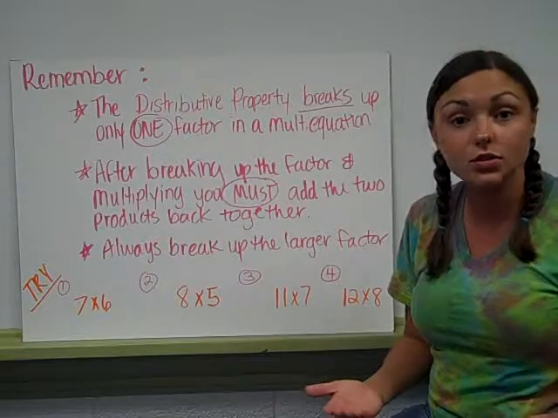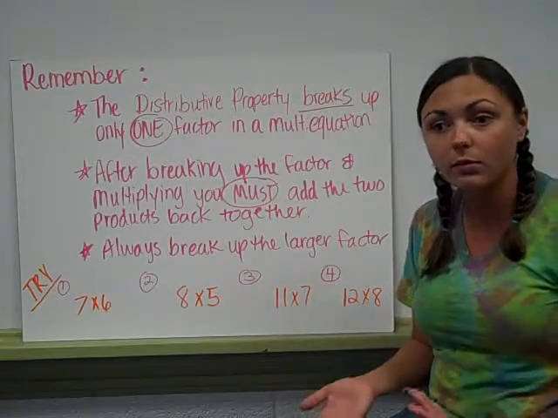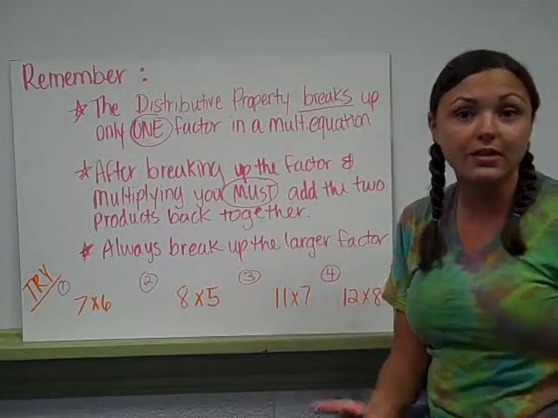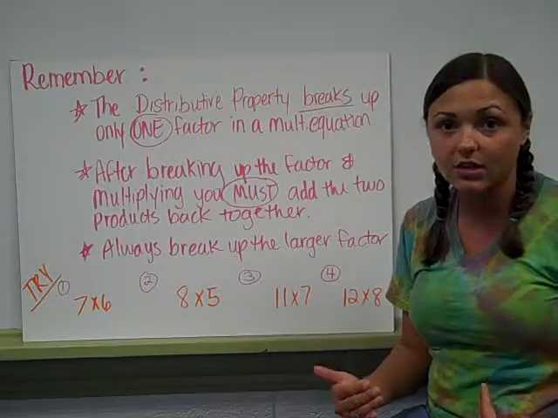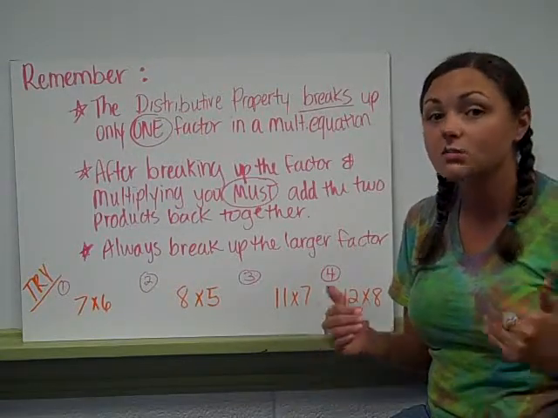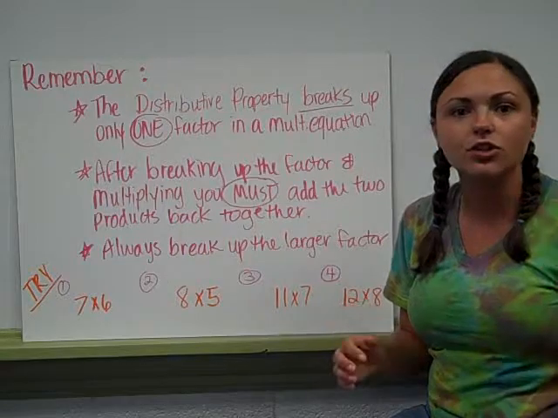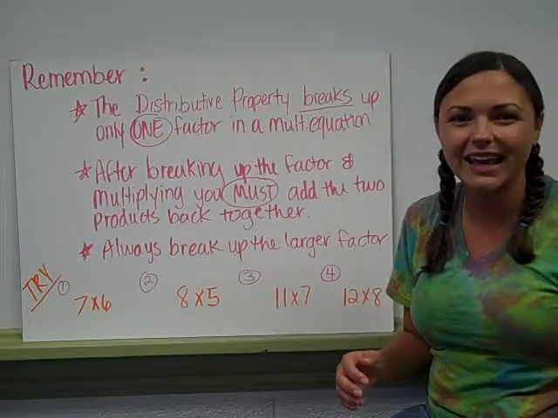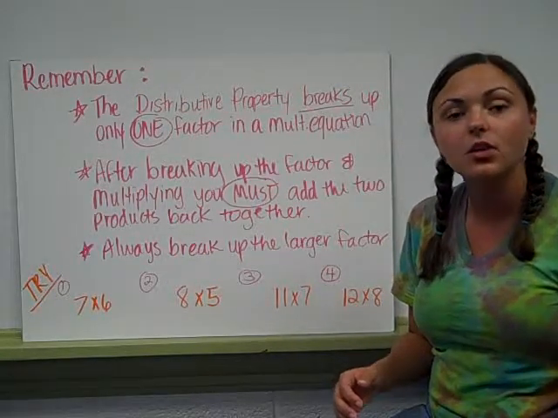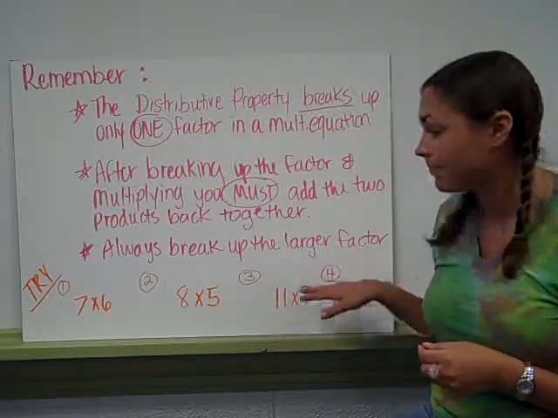The whole reason why you're doing the distributive property is probably because you are uncomfortable with that multiplication fact. If you are uncomfortable with it, it is most likely because it is a larger number, a 9, an 8, and you're not comfortable with those facts. So always break up the larger factor.